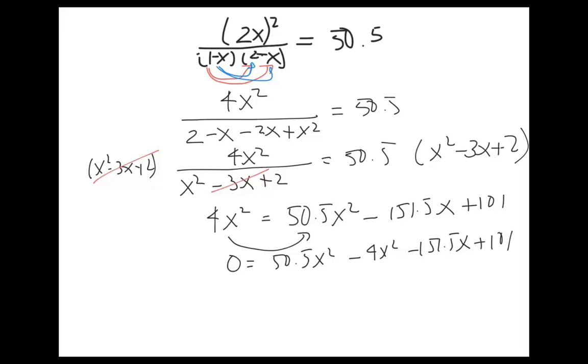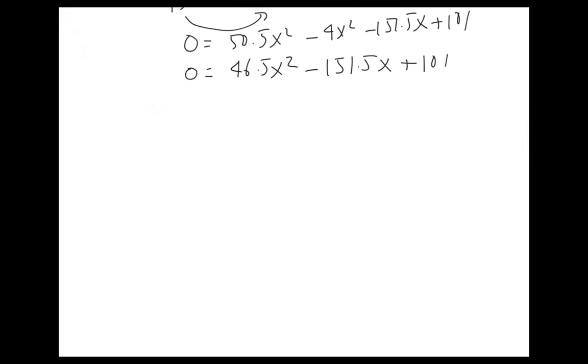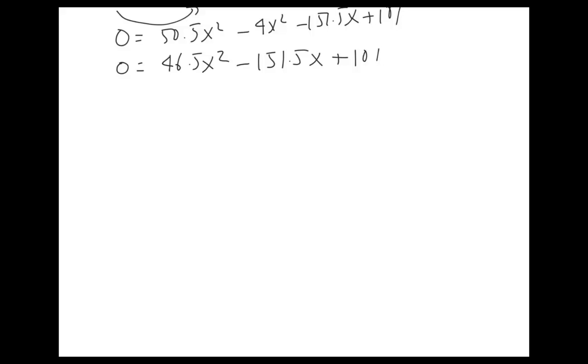Okay, so now this will be equal to 46.5 x squared minus 151.5x plus 101. So let's move this a little bit up. And now we have here the values for our quadratic equation.